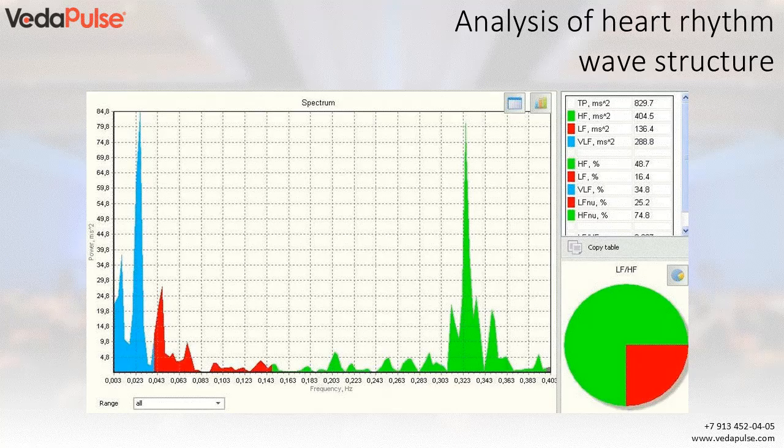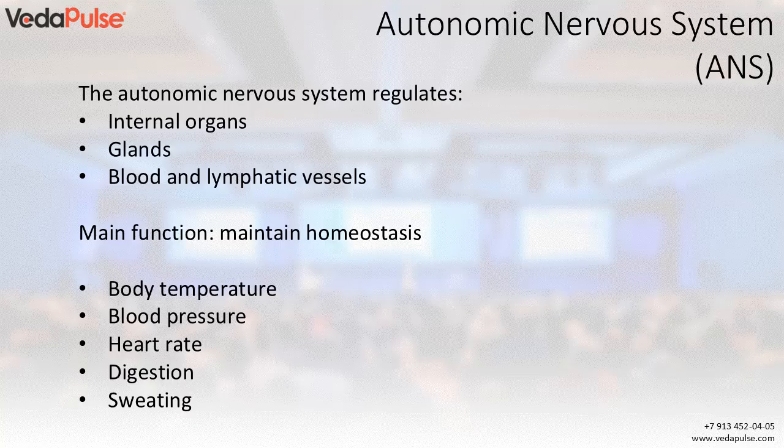What is autonomic regulation of functions? For that, of course, we need to turn a little to physiology and say that the internal organs in our body are regulated by the so-called autonomic nervous system.